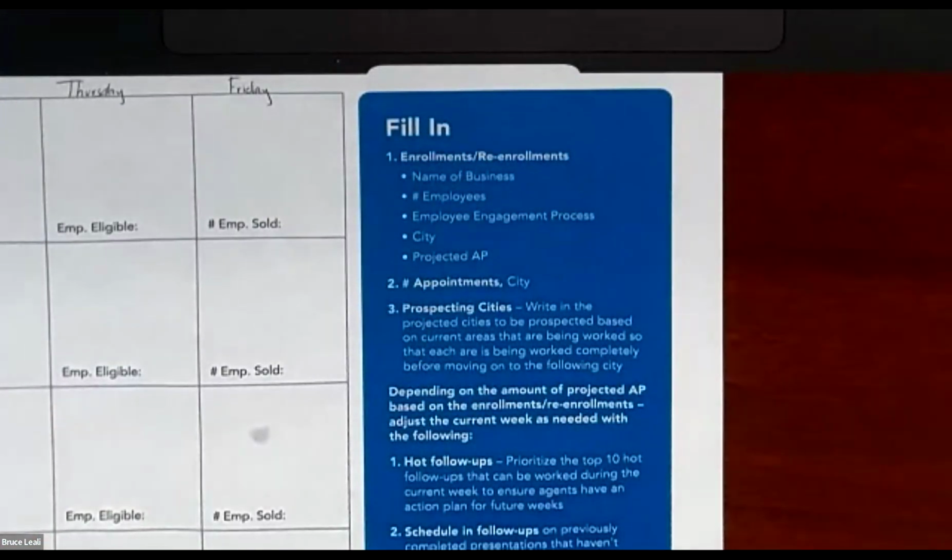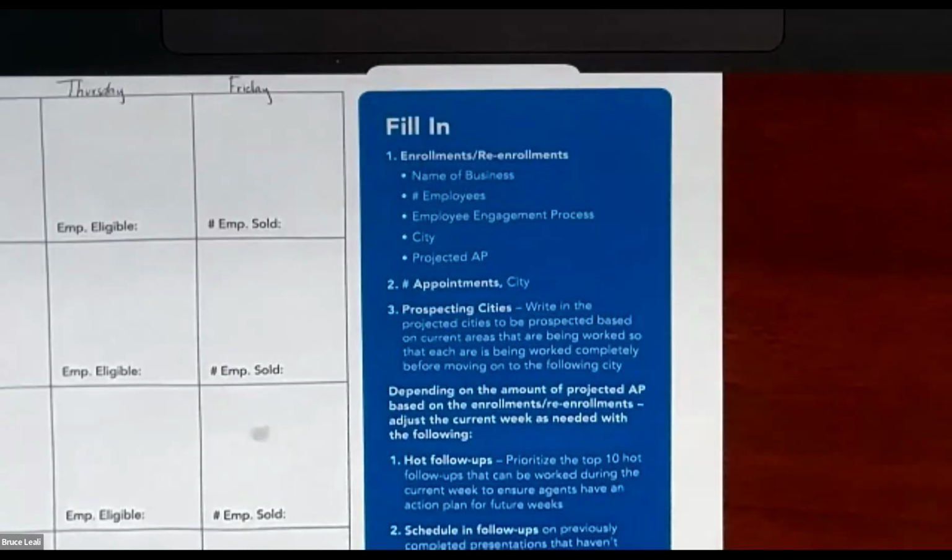This is being recorded, so if you guys need some additional insight, maybe some refreshers, it tells you right here on the right-hand side what to fill in, starting out with what's most important.